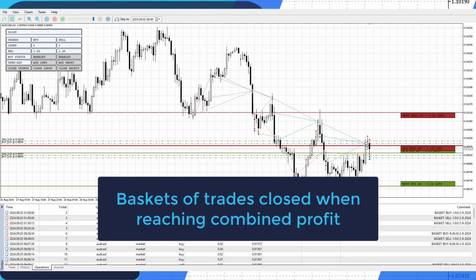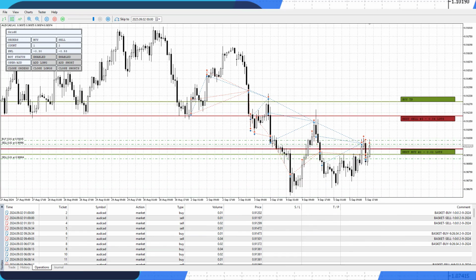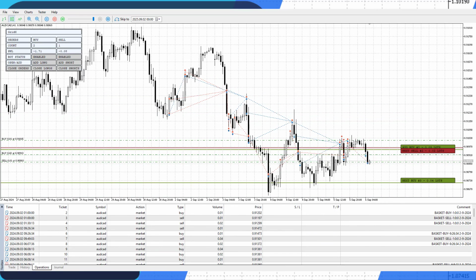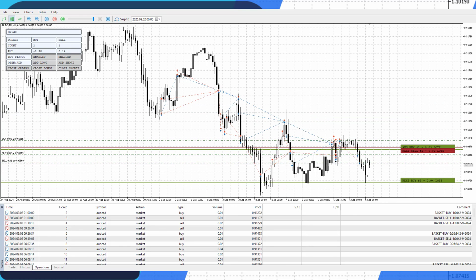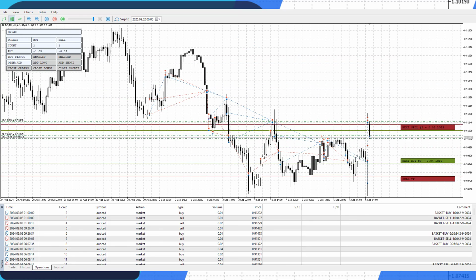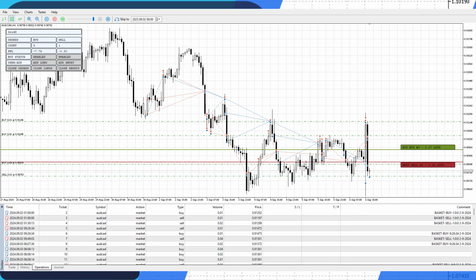There are multiple ways to set that target. Take profit can be defined in currency units, in points, or as a percentage of price. There is also an optional profit multiplier that increases the target as more legs are added.